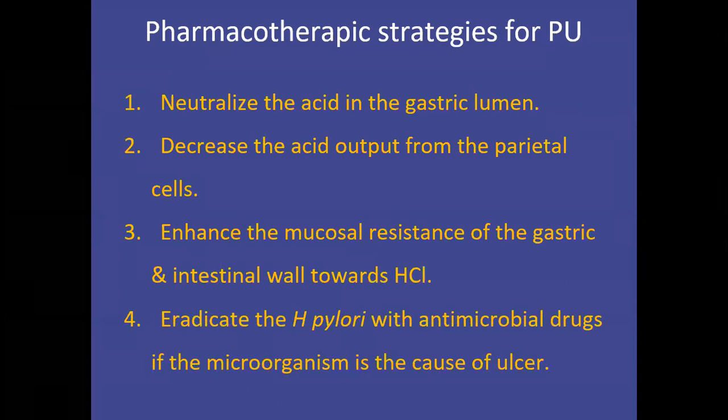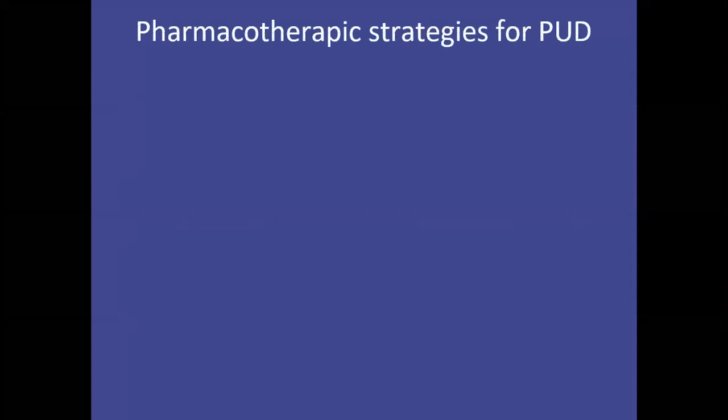Before initiating treatment, you have to determine whether in this particular patient H. pylori is associated with ulcer or not. If H. pylori has not been detected, there is no need of using antibiotics in that case. There can be several other causes of peptic ulcer, for example, NSAIDs and other things, Zollinger-Ellison syndrome. In that situation, there is no need of using antibiotics. That is why I have put this strategy as conditional: eradicate the H. pylori with antimicrobial drugs if the microorganism is the cause of ulcer. If not, there is no need. Now we will discuss all these 4 strategies one by one.